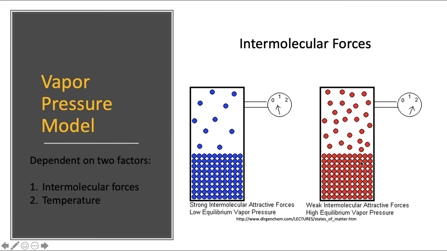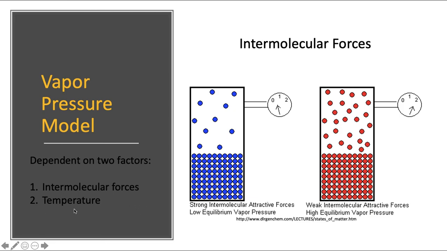If I have weaker intermolecular forces, it doesn't take as much energy for those molecules to leave the liquid phase and go into the gaseous phase. Therefore, because you have more molecules in the gaseous phase, you have a higher vapor pressure in a liquid that has weak intermolecular forces. So remember that vapor pressure is inversely related to intermolecular forces. The higher the intermolecular force, the lower the vapor pressure. The lower the intermolecular force, the higher the vapor pressure.